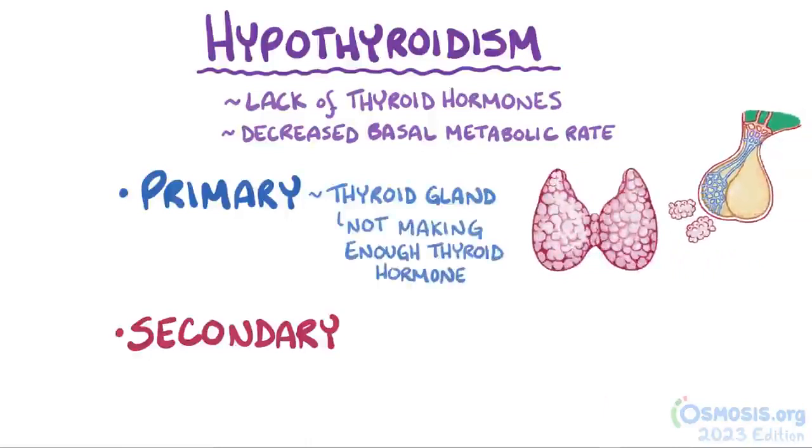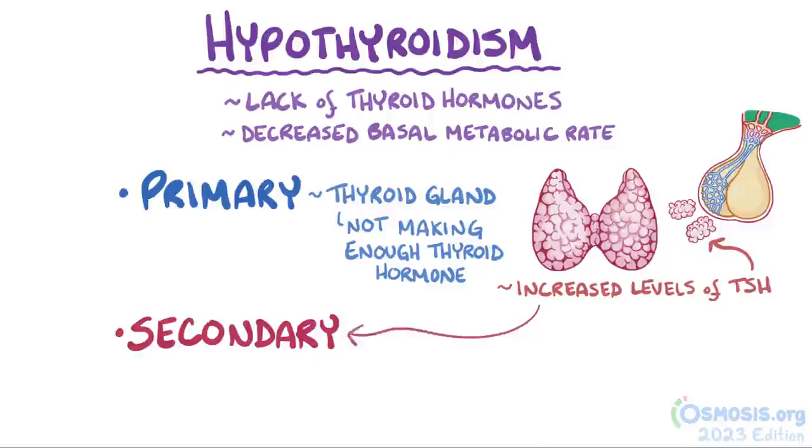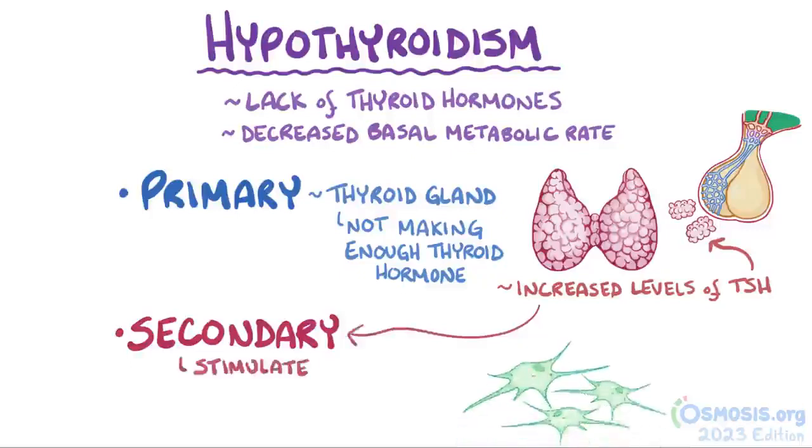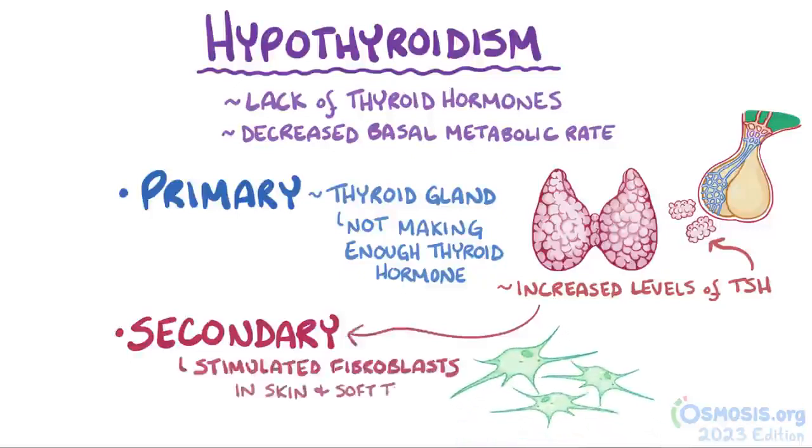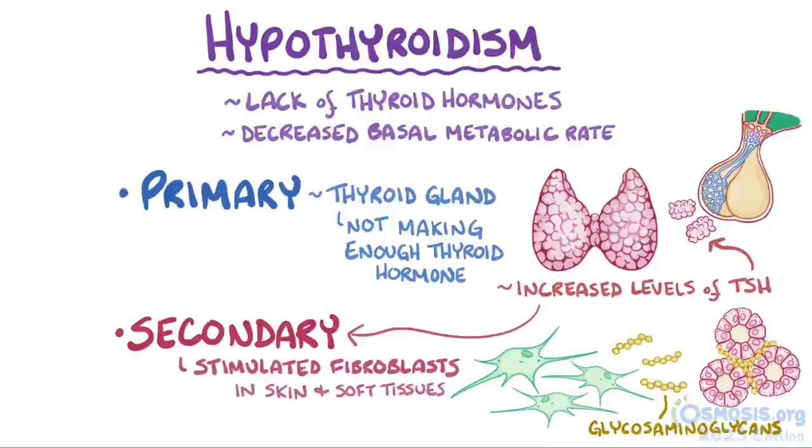Not only is there a lack of T3 and T4, which causes a slowing down of metabolic processes, but there are increased levels of TSH from the pituitary to try to stimulate the gland. A secondary effect of the high levels of TSH is that it stimulates fibroblasts in the skin and soft tissue. The stimulated fibroblasts start depositing glycosaminoglycans, which are extracellular matrix proteins, into the interstitium, which is the space between cells.